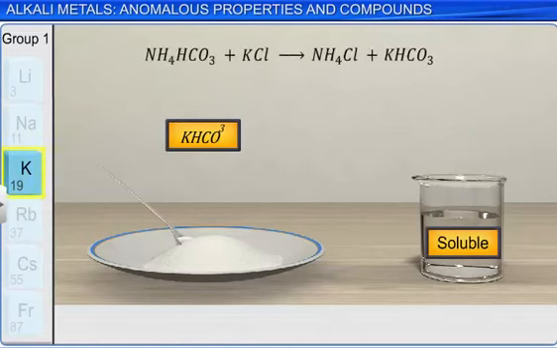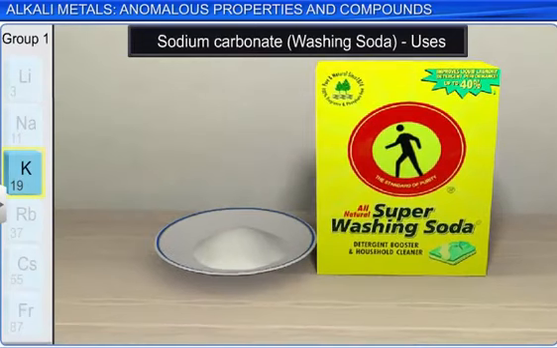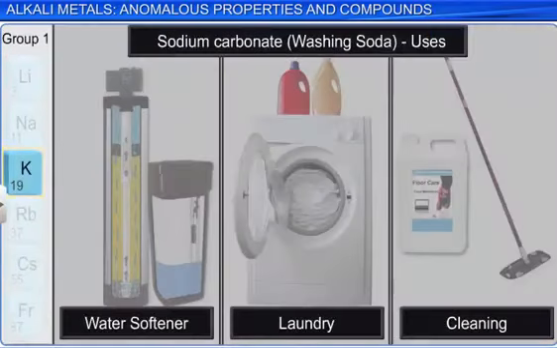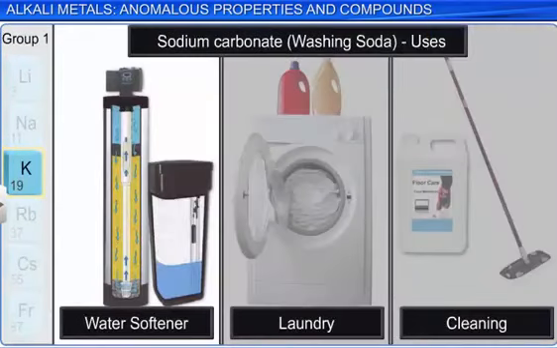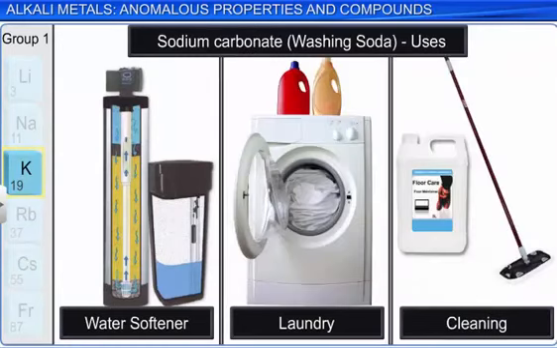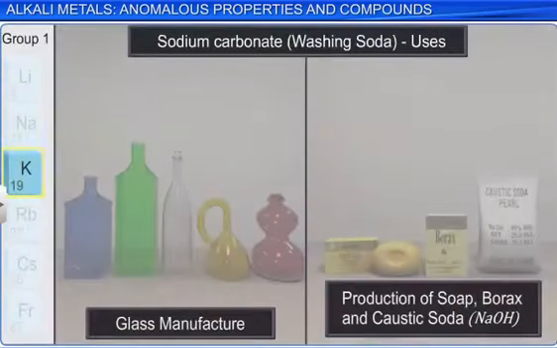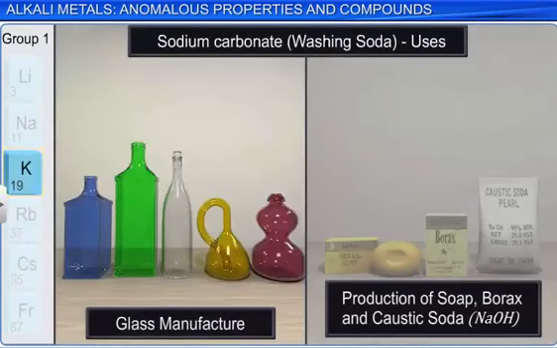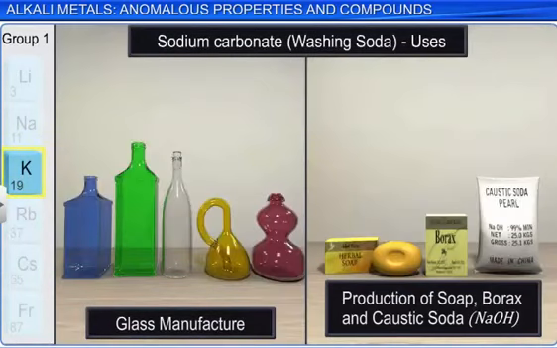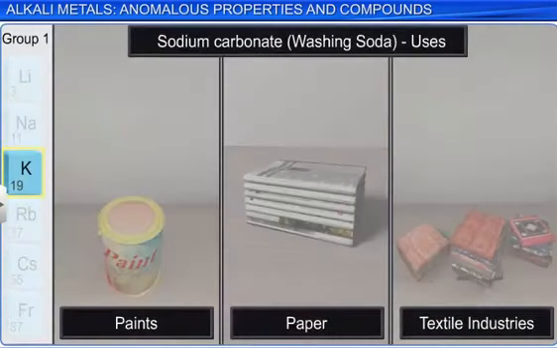Sodium carbonate has a variety of household and industrial uses. It is used in water softening as well as in laundry and cleaning. It is used in the manufacture of glass and in the production of soap, borax, and caustic soda, otherwise known as sodium hydroxide. Sodium carbonate is also necessary in the paint, paper, and textile industries. Additionally, it is used in a variety of analytical techniques in the chemical laboratory.